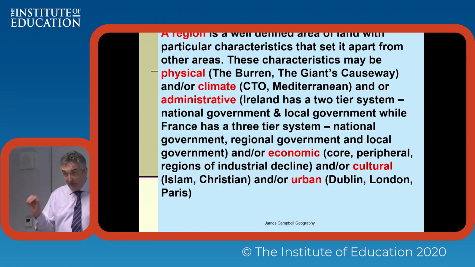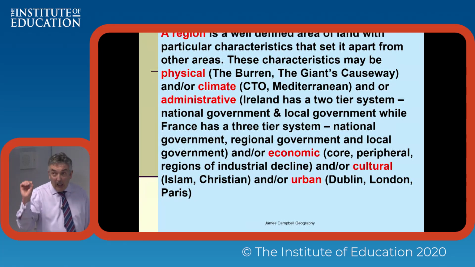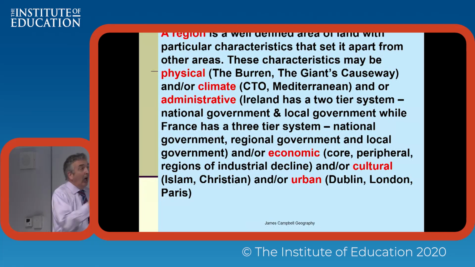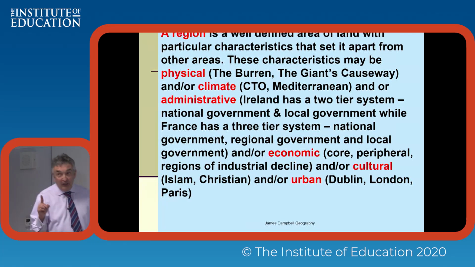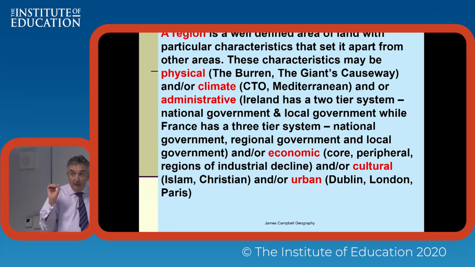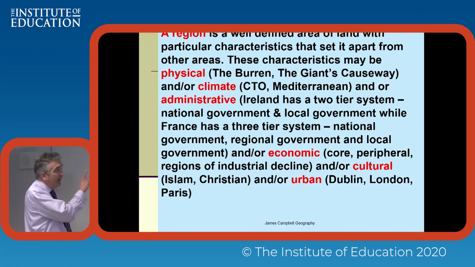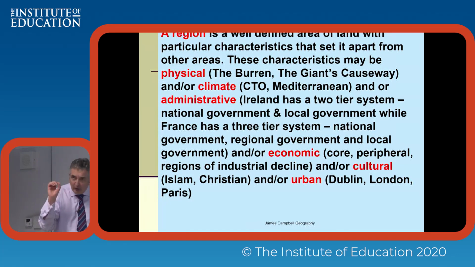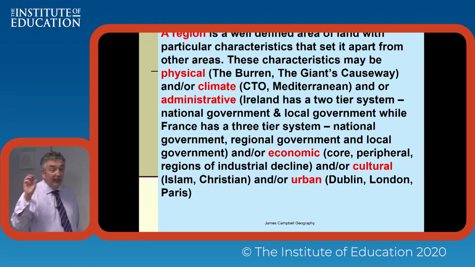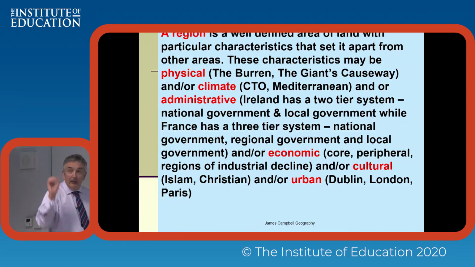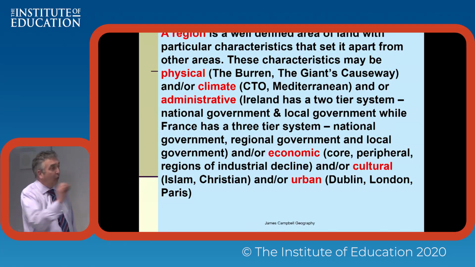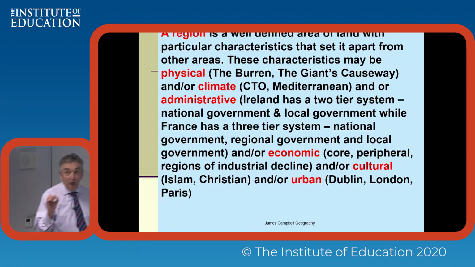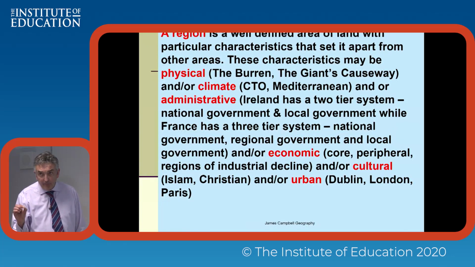Administrative regions. For example, Ireland and France. Ireland has a 2-tier system. Now, by that we mean a national government and a local government, while France has a 3-tier system: a national government, a regional government, and a local government.